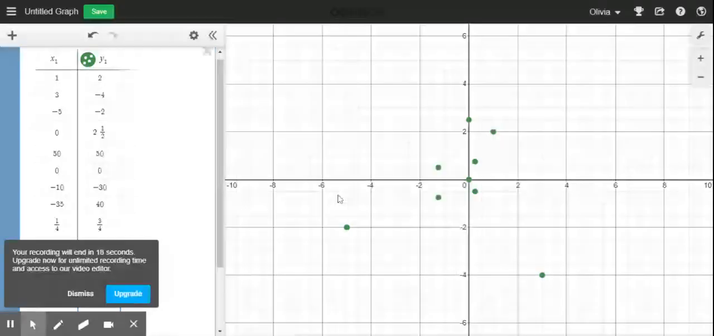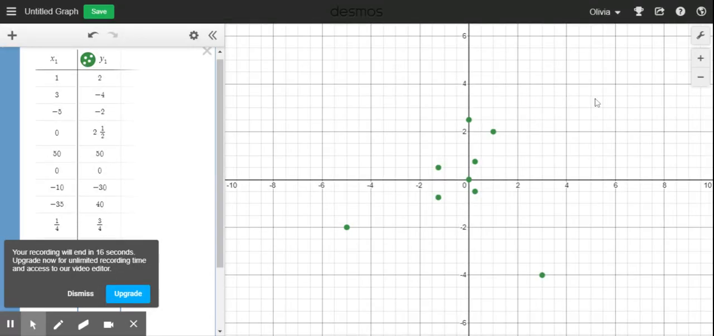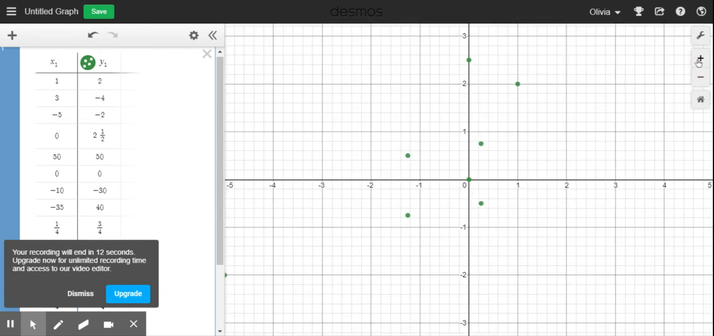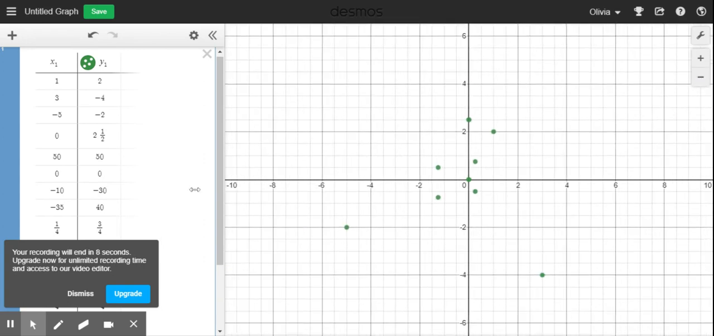Take a look at it a little closer and see what you think. You can zoom in, zoom, zoom, zoom, and see where those points really are. So, all right, have fun playing with Desmos.